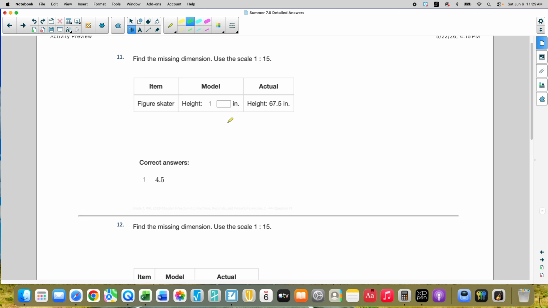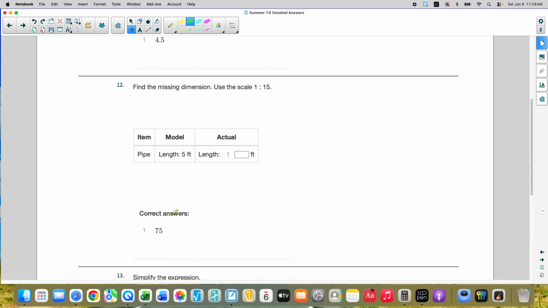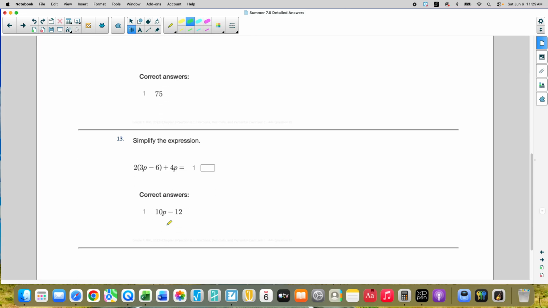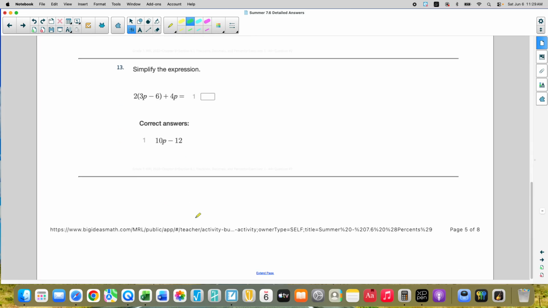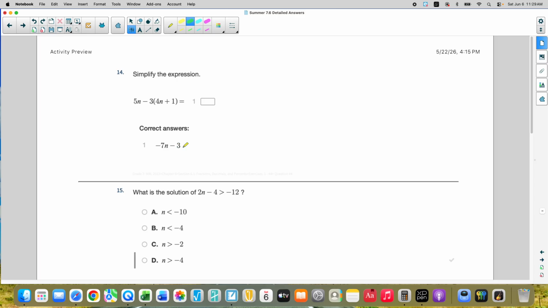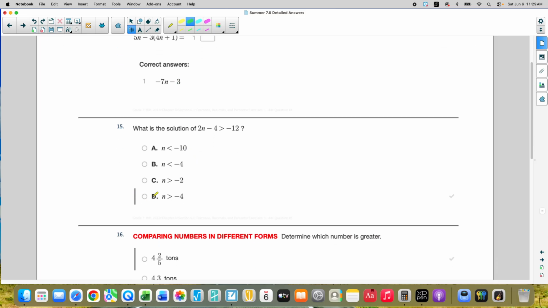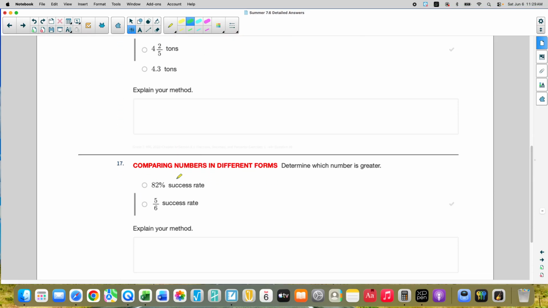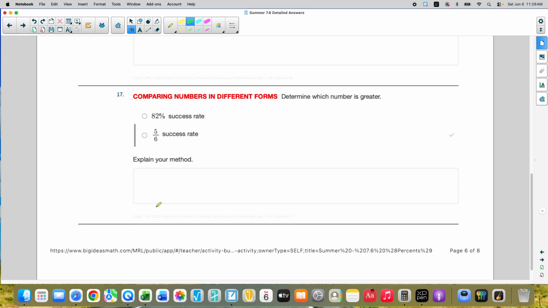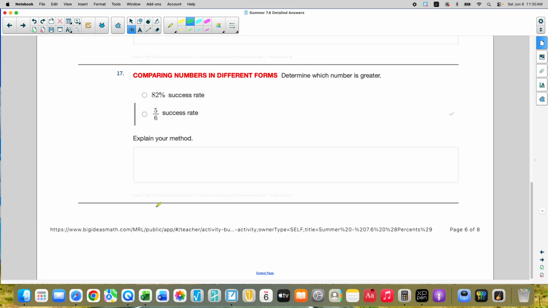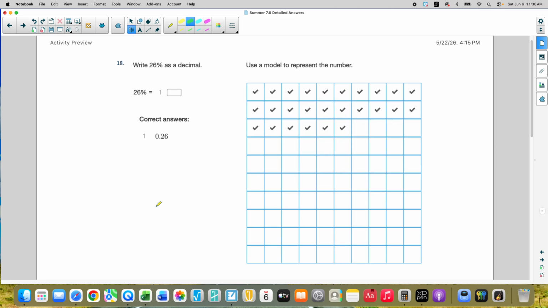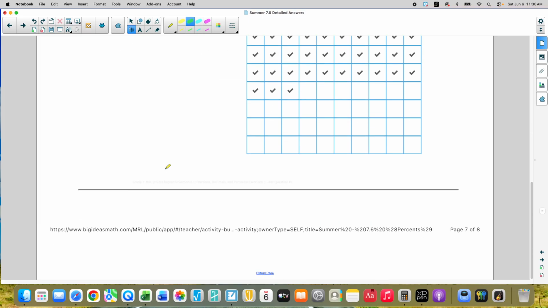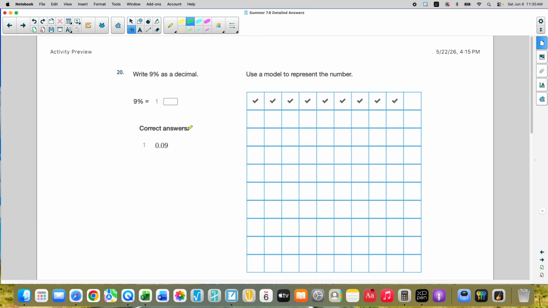4.5 inches. Yep. We got that as the scaled version. And this 75 feet as the actual. 10p minus 12. Yep. Negative 7n minus 3. Yep. And then we got n is greater than negative 4. And 4 2/5 tons was greater. That was 4.4. And yes, that was 83.3 repeating. Good. Also, the last two, 0.26 and 63 and 9. Yep, 9 of the 100.